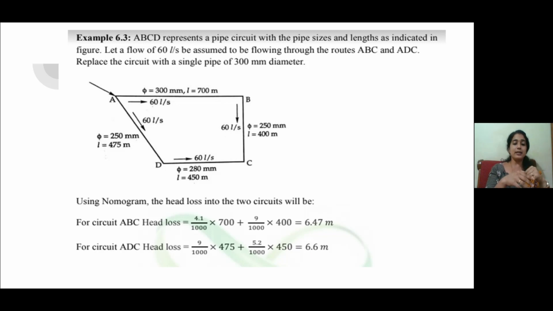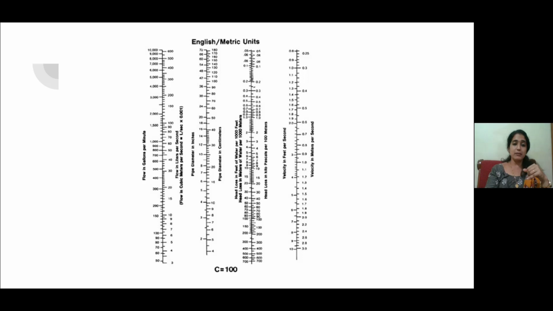Here we get the rate of head loss that is obtained from the Hazen-Williams nomogram, because the discharge is already given, that is 60 liters per second, and the length of the pipe is already given, and the diameter of the pipe is already mentioned in the figure. From these values, you have to connect all these values using a scale, and then you will get the rate of head loss from this nomogram.